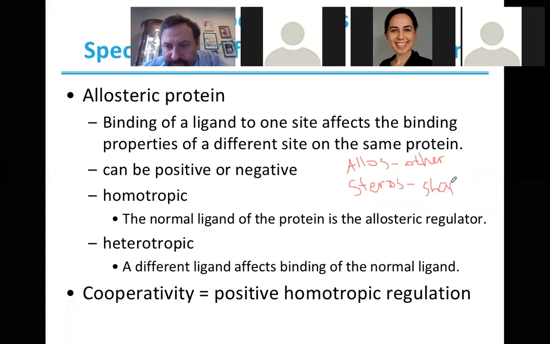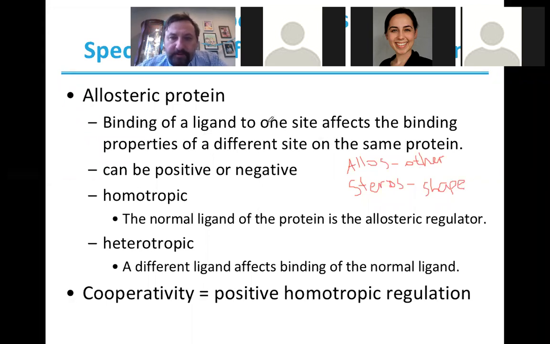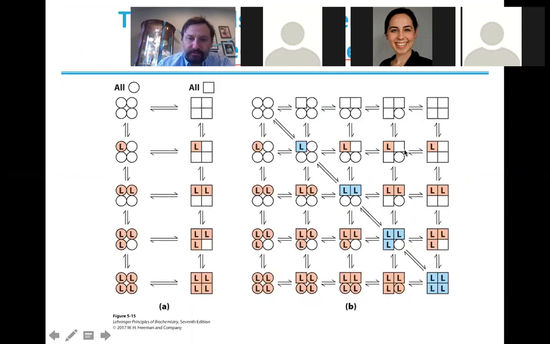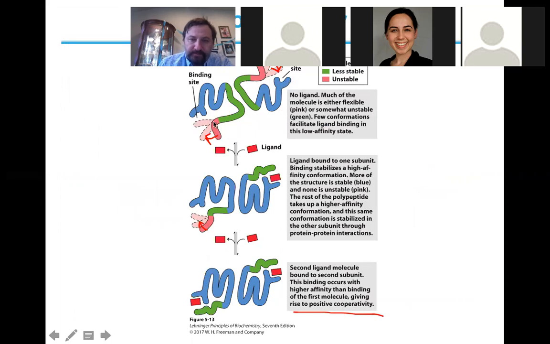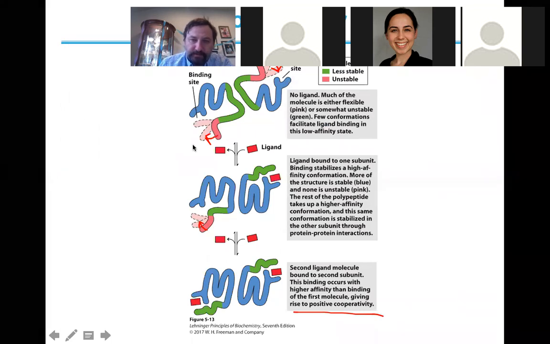So basically what this means is that if you have a ligand that binds to one site, it's a different site, another site, and it will affect the properties of a new site on the same protein, right? And that will bring some kind of conformational change, just like we saw here. So there are two different sites, allos. They are not the same, but binding of one ligand changes the shape of the other ligand's site.